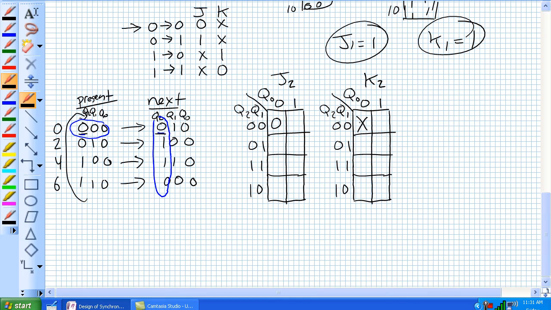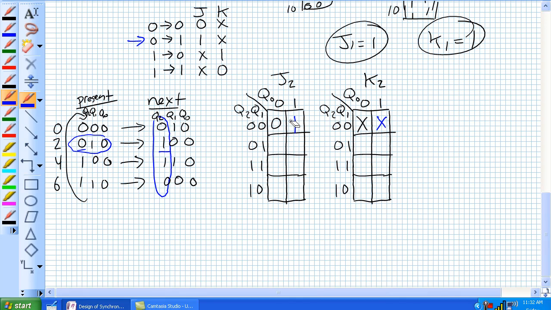Now let's go ahead and do the analysis for this present state, which we're missing a bit for some reason. So given this present state right here, it's a 0 and it's going to 1. So now we're here. So we want J1 and K doesn't matter.